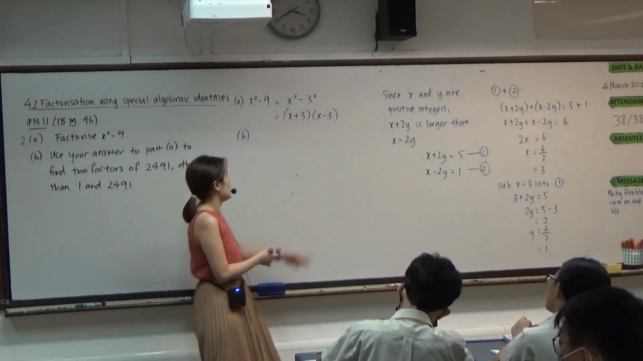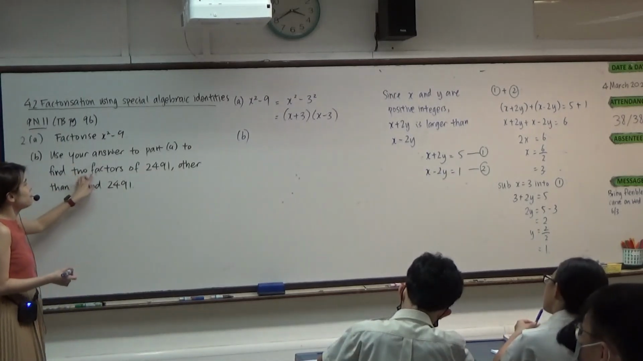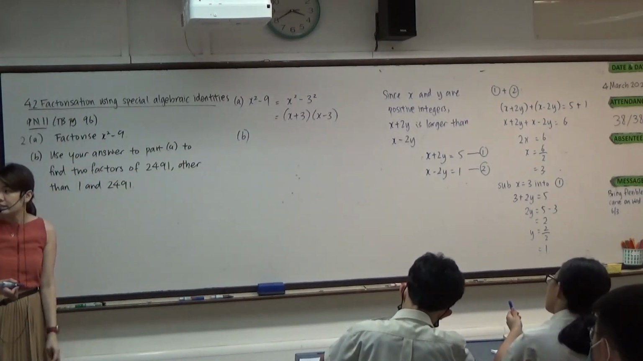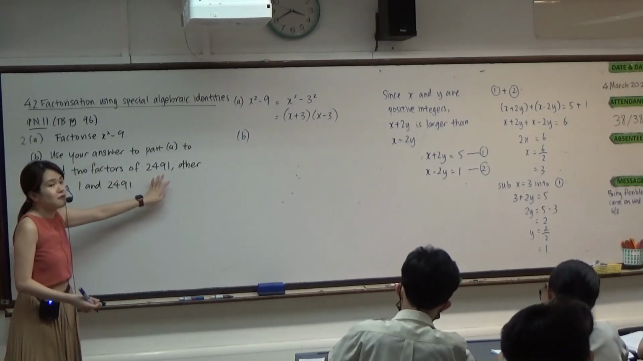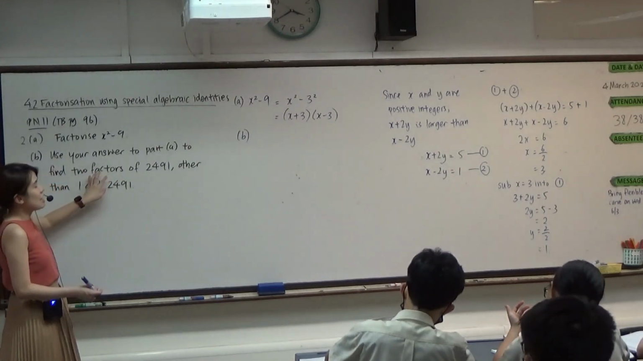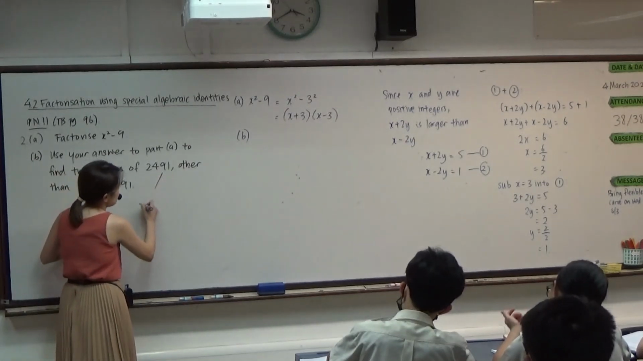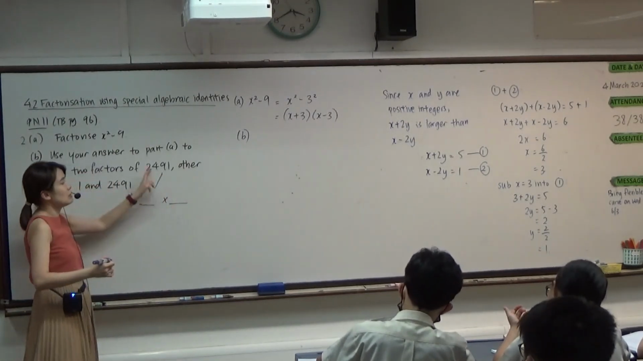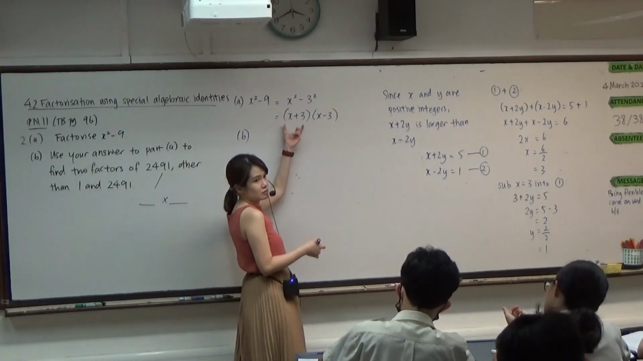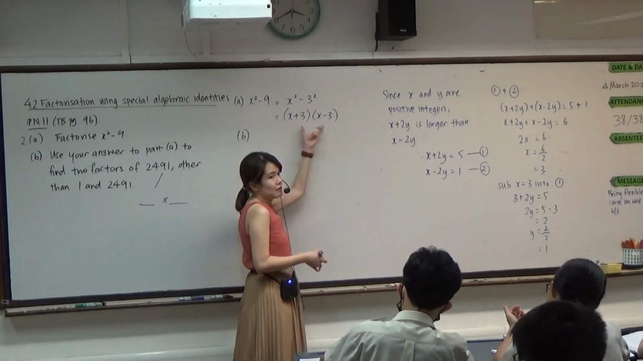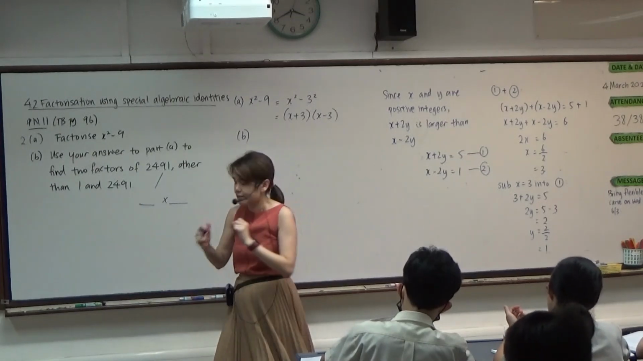Factorisation. To find two factors of 2491. What are factors? They are numbers that multiply each other to give us 2491. So these are considered factors, and this is what we are trying to find.